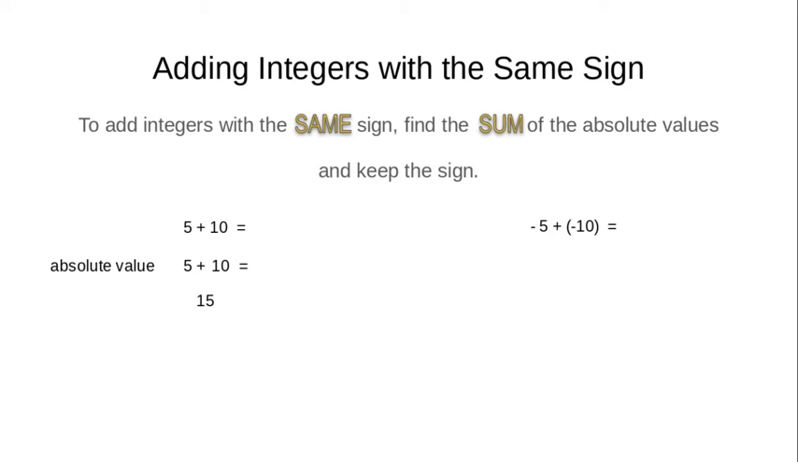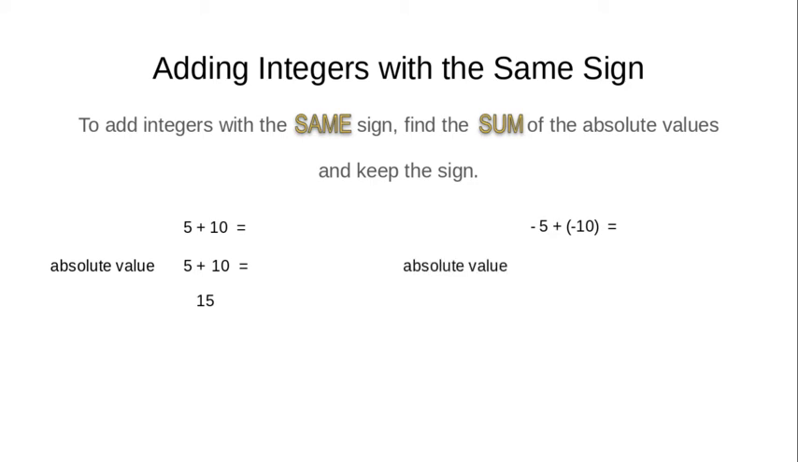Now for our answer, we need to keep the sign of the original numbers. Since positive 5 and positive 10 were both positive, our answer will be positive 15. Now let's look at our second example, negative 5 plus negative 10.